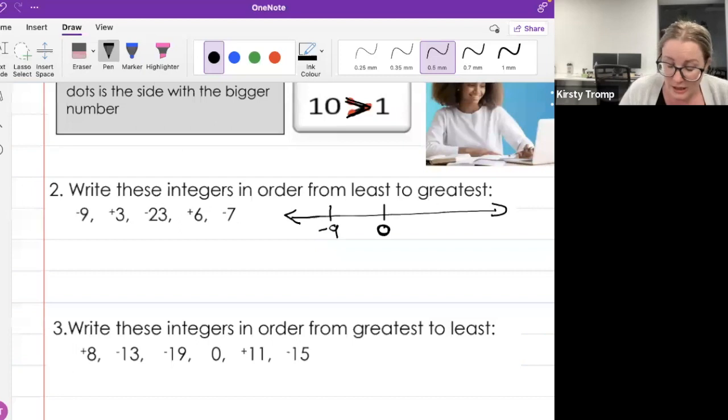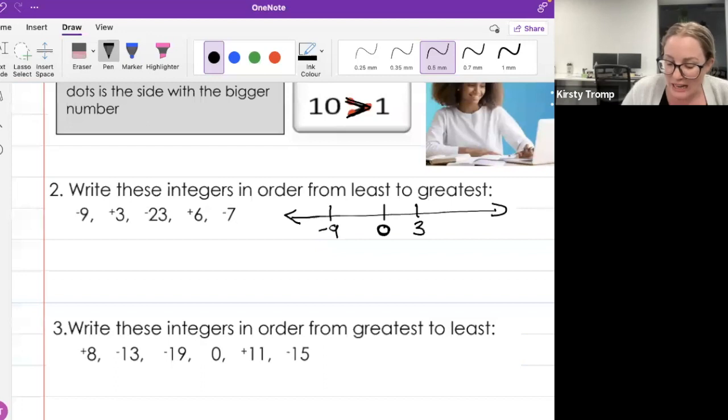The next number I see there is the number 3. I know that the number 3 is on the right of 0. So I'm going to put my number 3 somewhere about here.